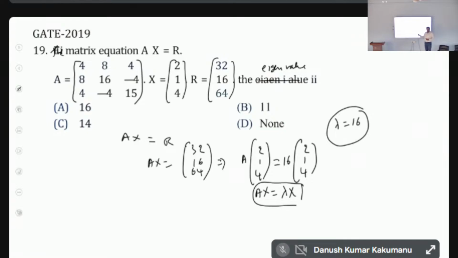We should get this idea. We do not need to multiply Ax. We are expressing R in the form of lambda x. Ax is equal to lambda x is the correct answer.